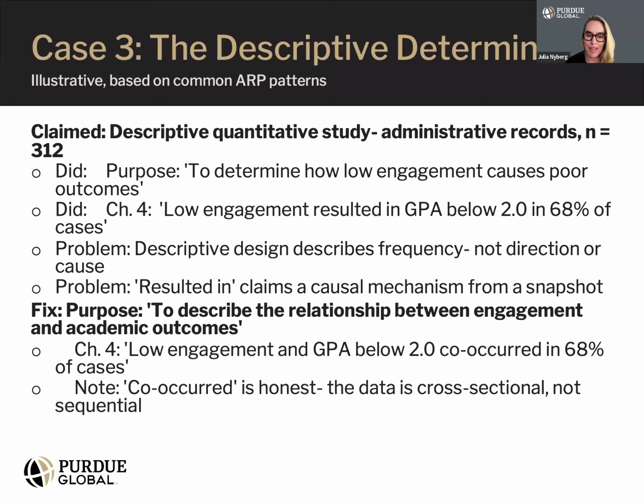Quote, "to determine how low engagement causes poor outcomes" sets up the entire study as a causal investigation. But let's go back to the design. It's descriptive. You have to revise the purpose in this case to say something like this: to describe the relationship between engagement and academic outcomes. That accurately frames a descriptive study. Notice my emphasis on the word describe.